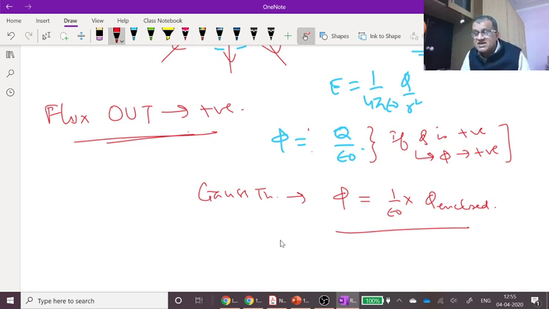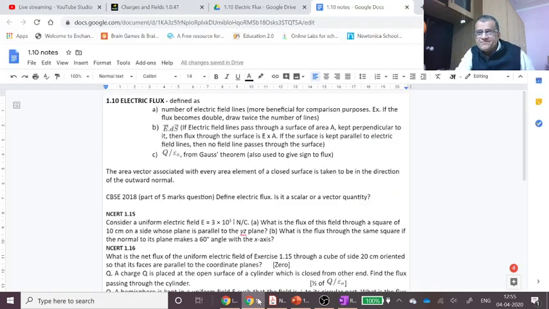And the third one, which came out as an application of it, is that the total flux passing through a closed surface, if it is enclosing a charge inside, is 1 upon epsilon naught times the charge enclosed by that surface. Now let's try out some questions.